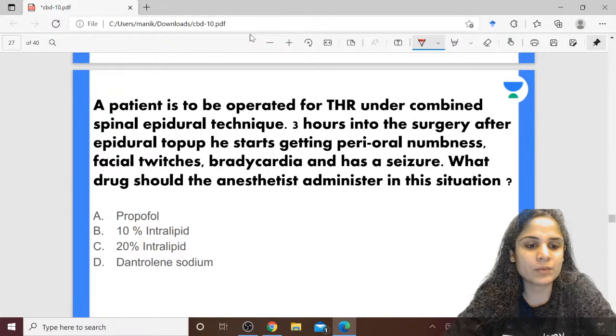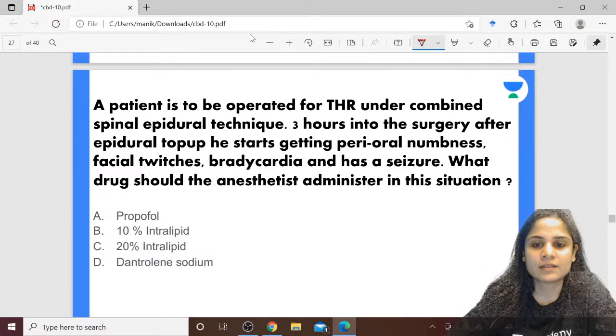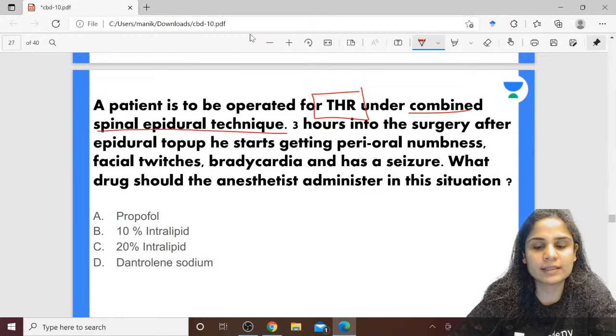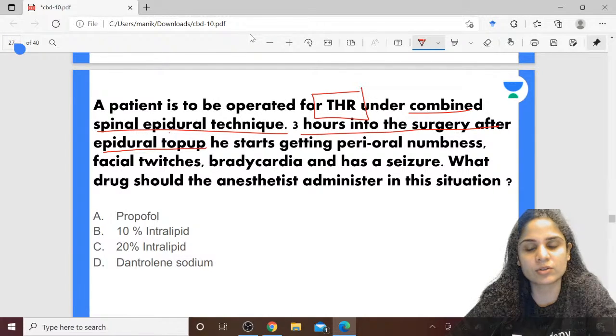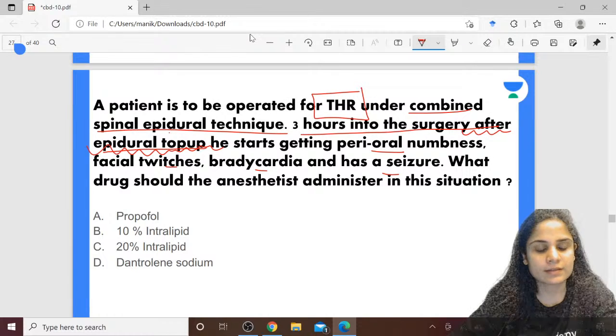Okay, so can anyone tell me what is the diagnosis in this case? You are doing a total hip replacement in combined spinal and epidural technique. So, you have already given the spinal anesthesia to the patient. Now, to maintain the anesthesia throughout the surgery, you are giving local anesthetic through the epidural pump. So, 3 hours into the surgery, after giving epidural top-up, you are getting... So, look at the timing. After giving epidural top-up, you are getting all these things: perioral numbness, twitches, bradycardia, seizure. So, what should be given in this case?